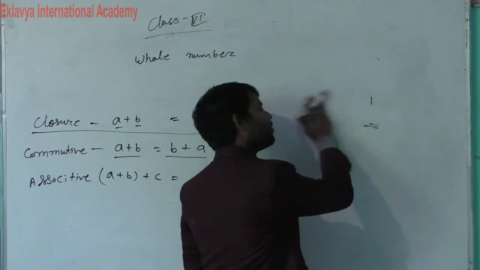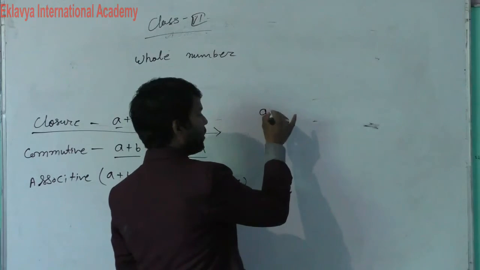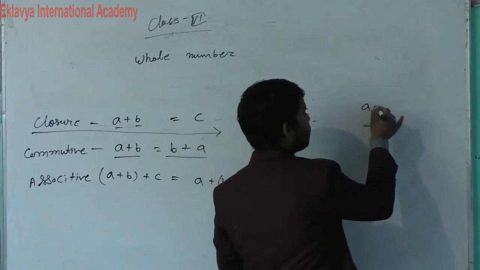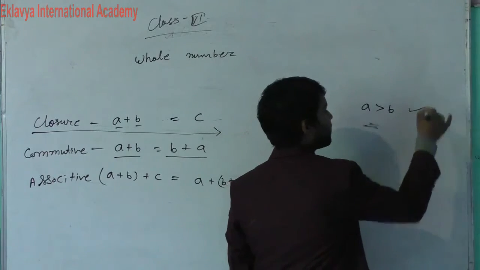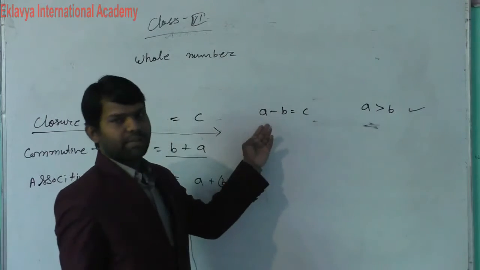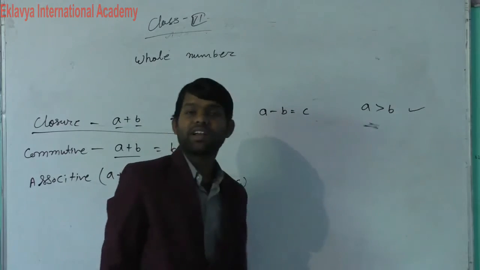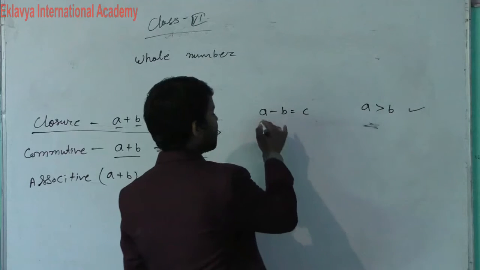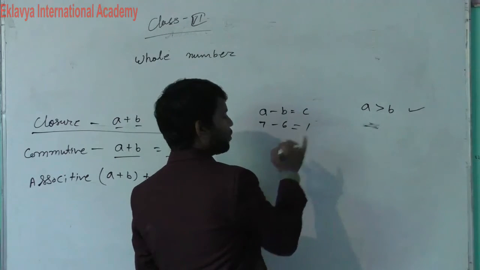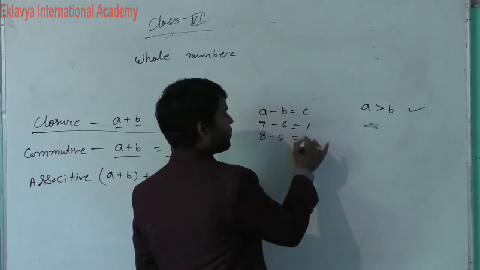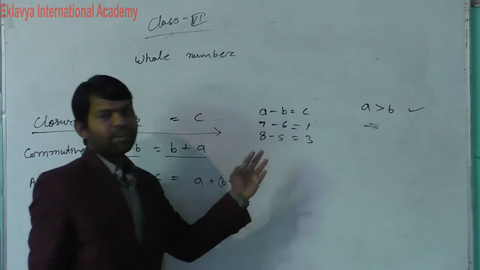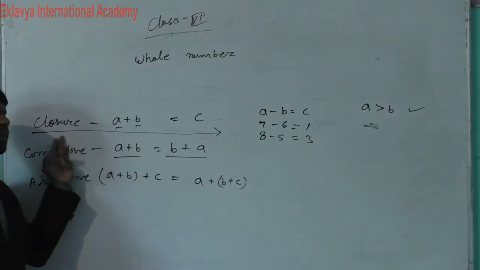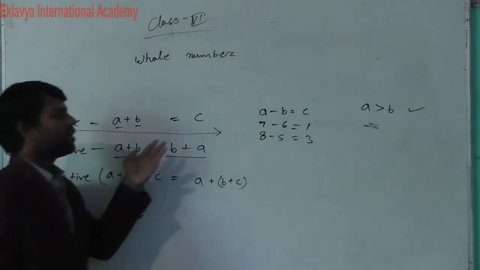So we will say if a minus b is equal to c, we can apply it if a is greater than b. It means if a is the bigger number and b is smaller, then we always get a whole number. Like 7 minus 6, we get 1. 8 minus 5, we get 3. Here the first number is greater than the second number. So we can apply the closure property in this condition.